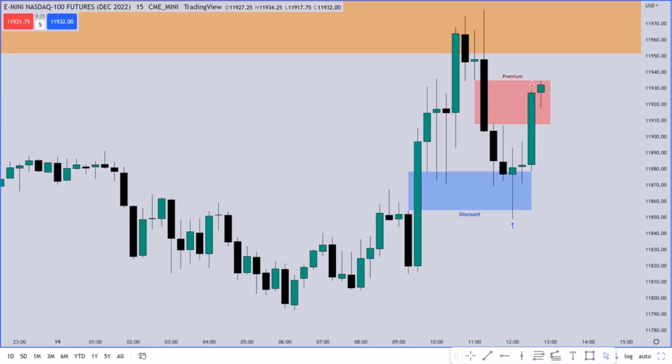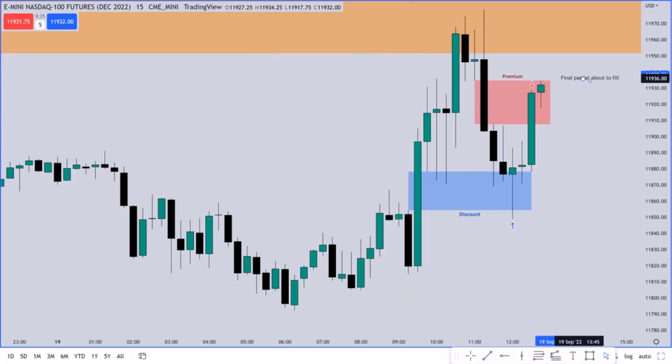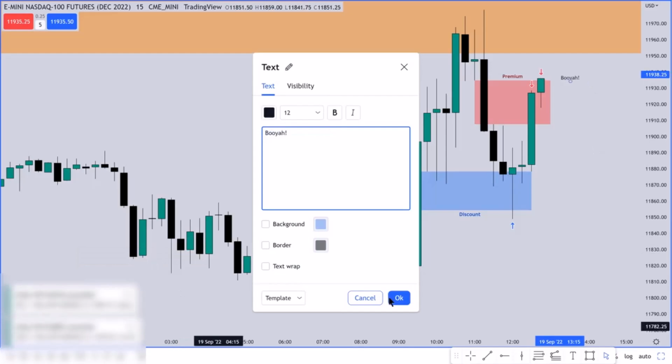And got one more little partial in here, not ready to be peeled off. Type this out here for you. Final partial about to fill. Okay, and let's get ready for a celebratory booyah. There it is.